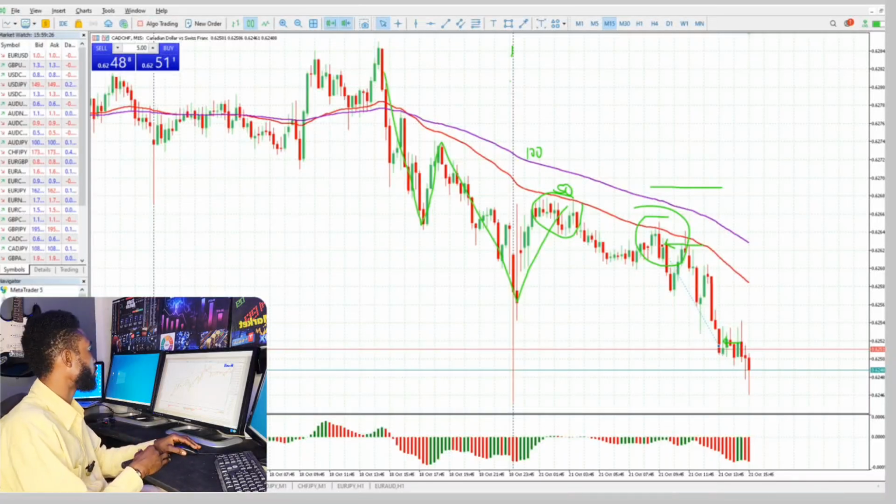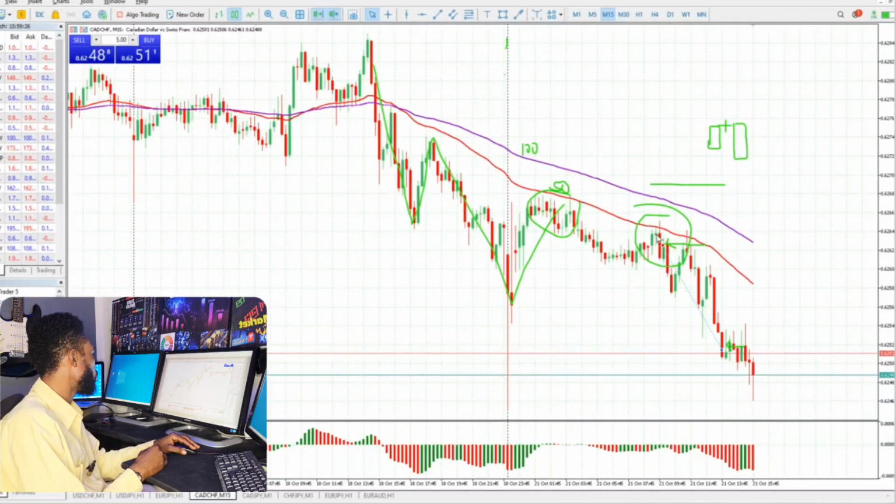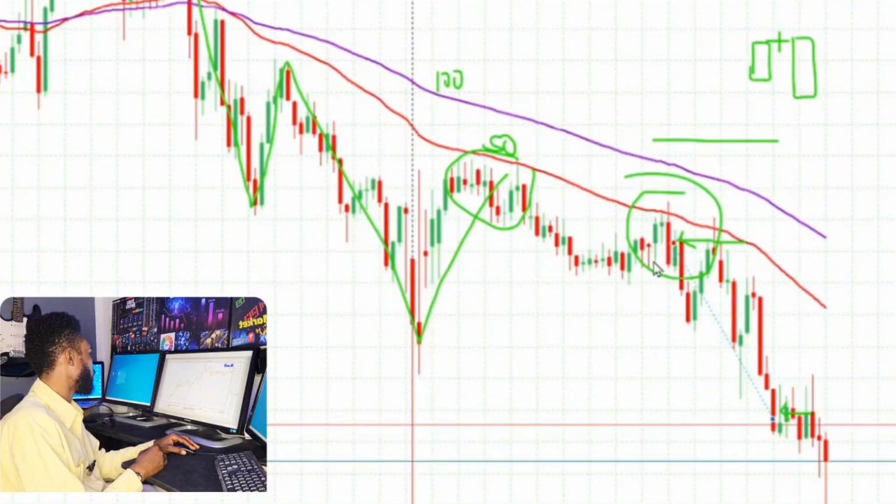Simple. If you have been following me for some time, you will notice that when you look at this place, there is a bearish evening star. Can you see here? Can you see this one? Can you see 1, 2, 3? Can you see it here? 1, 2, 3. So that's it. Simple. That's where I entered.